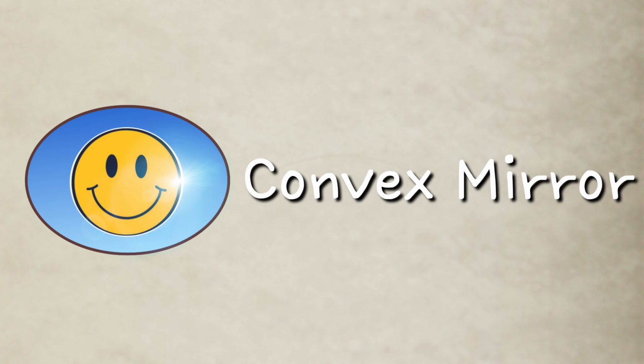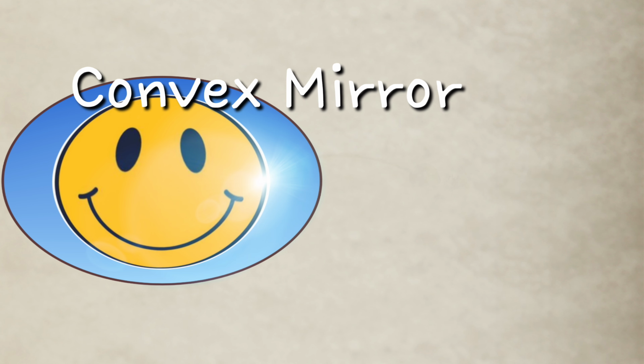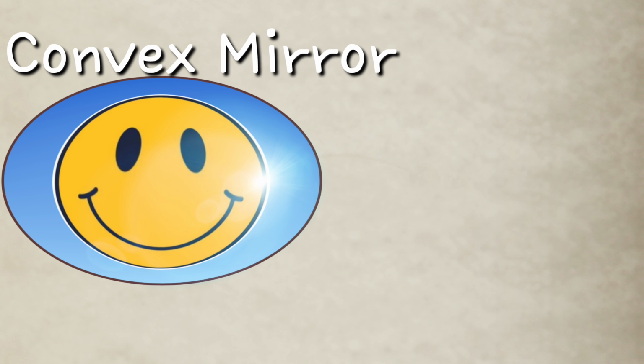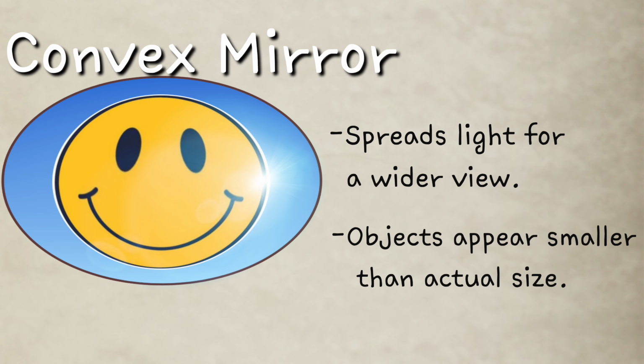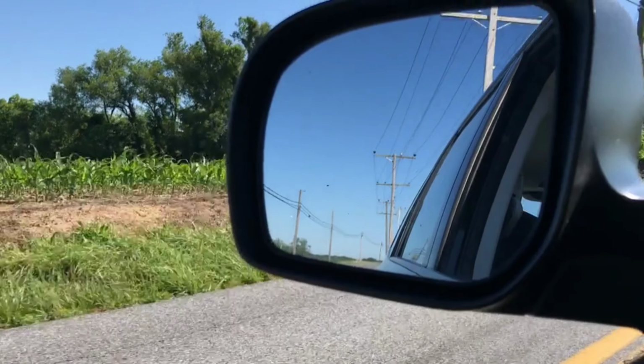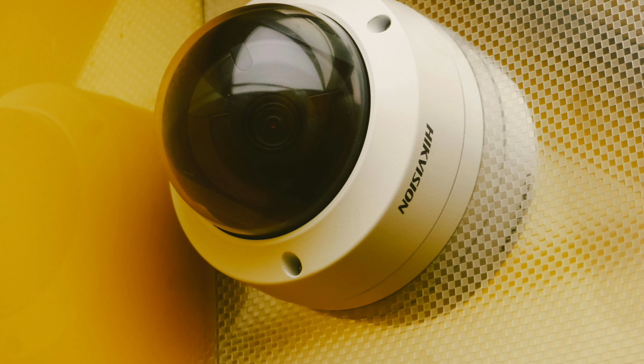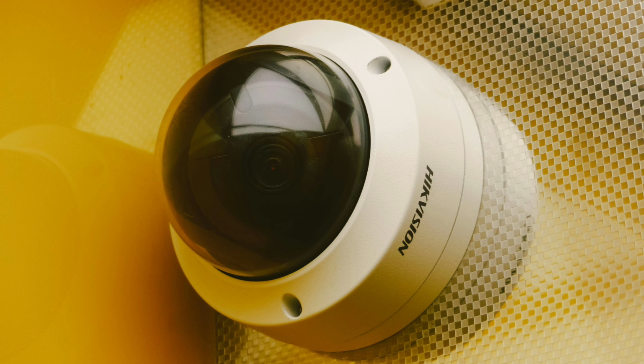Convex mirrors. A convex mirror has a surface that curves outward, like the back of a spoon. This shape spreads light, allowing it to reflect a wider area and make objects appear smaller. It's commonly used in car side mirrors and security cameras.